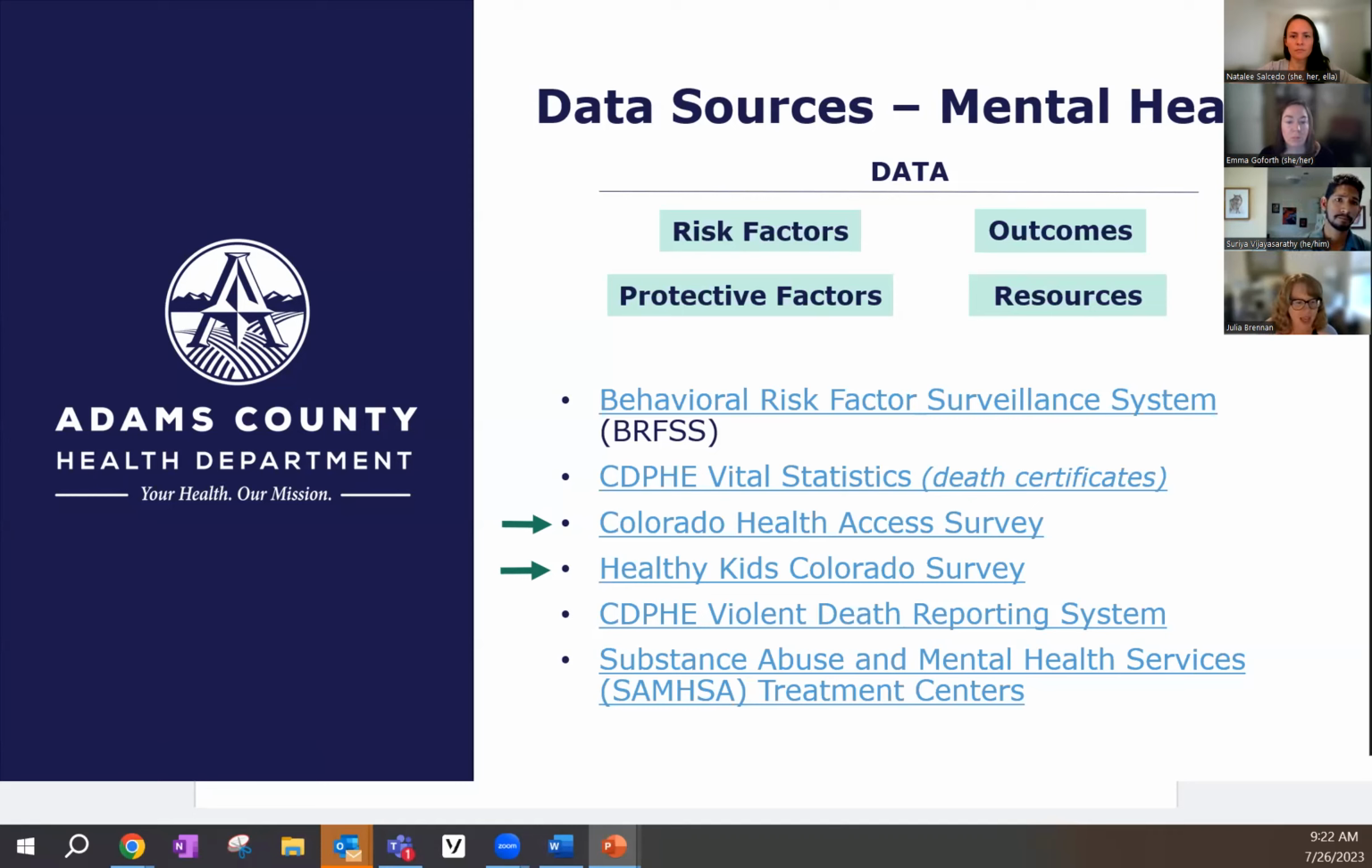And so this is a list of the data sources we've used in the mental health data site for Adams County. We have the Behavioral Risk Factor Surveillance System, which collects adult behavior data in a survey. We have vital statistics data, which pulls data from birth and death records, but for this topic, we look at death certificates. And then the two data sources that we're going to highlight today are the Colorado Health Access Survey and the Healthy Kids Colorado Survey. More on that later. We also include information about the Violent Death Reporting System and then treatment centers from SAMHSA. These and the links to the two data sources, Colorado Health Access Survey and Healthy Kids, are in the chat.